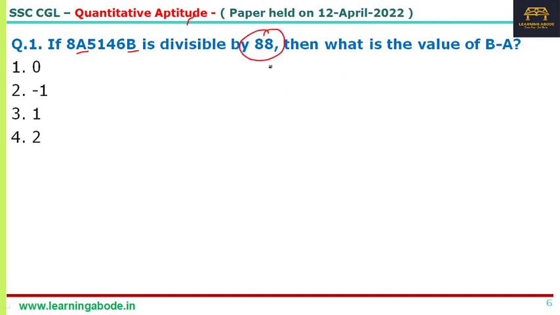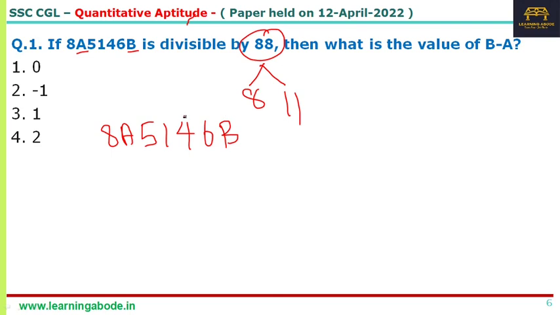When we have 88, we know we have to split this into 8 and 11. Which means we need to know the divisibility test for 8, and we need to know the divisibility test for 11. First we'll start with 8. What is the divisibility test for 8? The last 3 digits should be divisible by 8. For a number to be divisible by 4, the last 2 digits have to be divisible by 4. Likewise here, the last 3 digits should be divisible by 8.